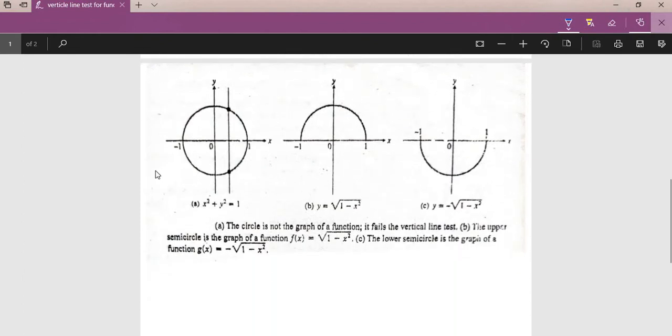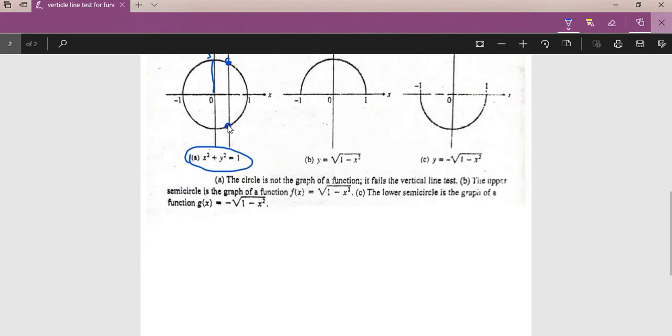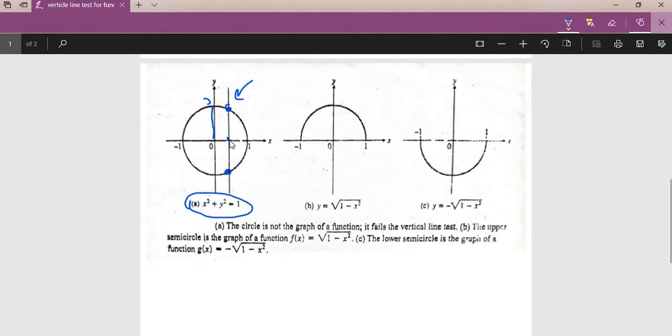For example, this is the equation of a circle, which has radius 1, like this is 1 unit. This is centered at the origin, and this is 1. So if we draw a vertical line, we know that this line touches the graph at this point and also at this point for point a. So for point a we are getting this output and this output.